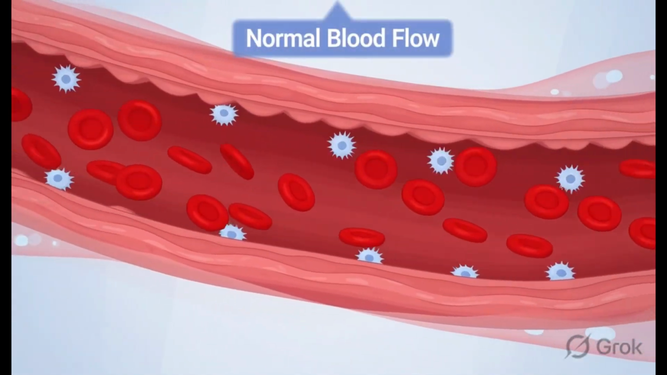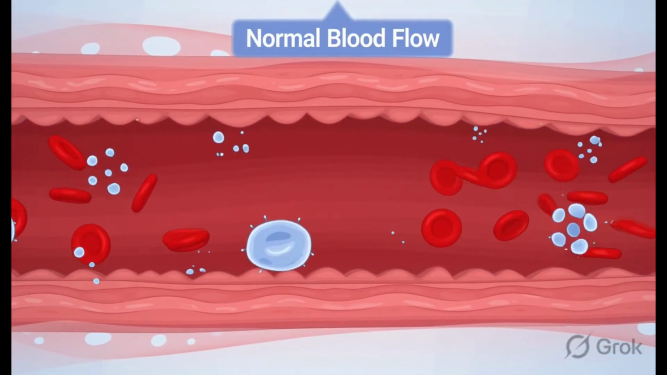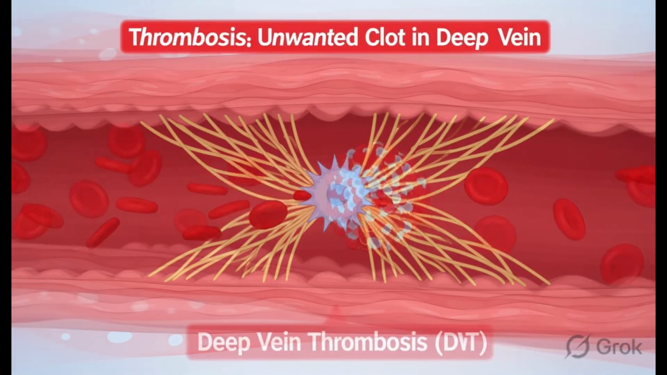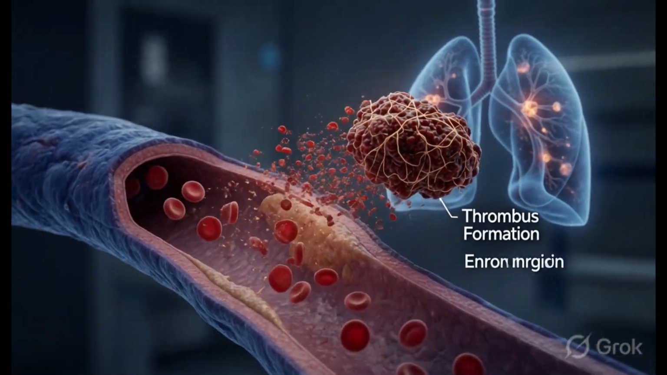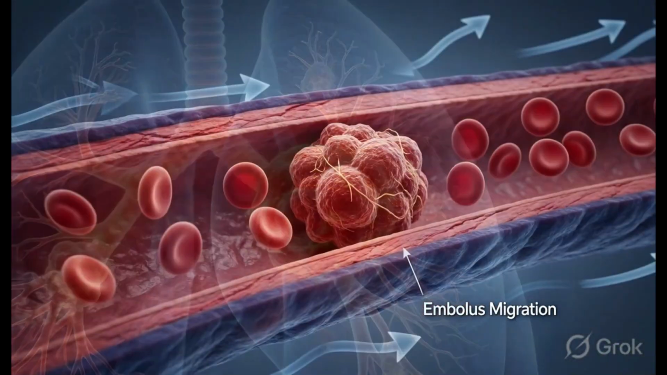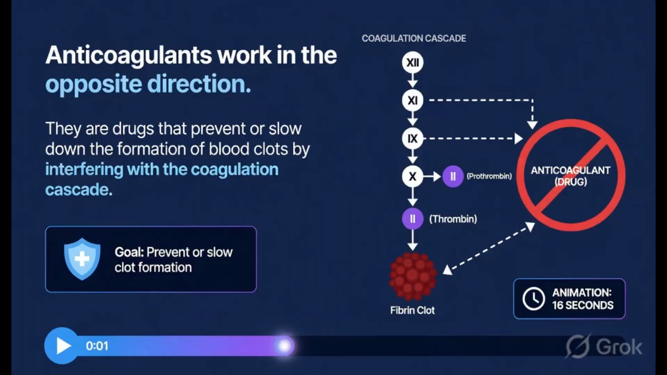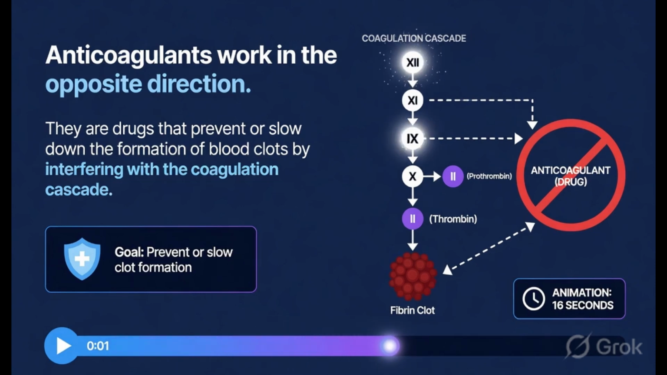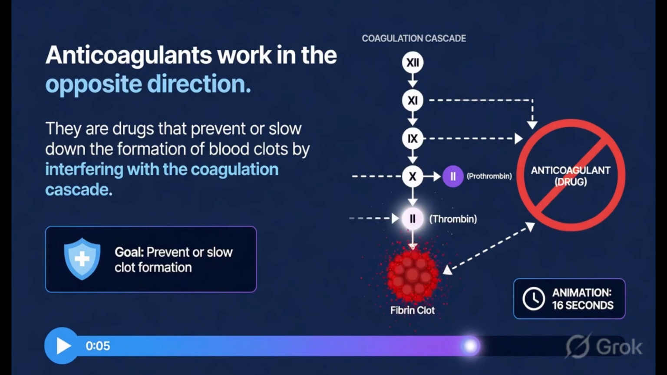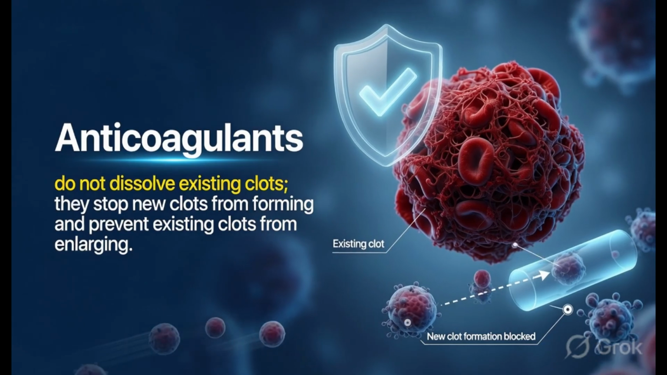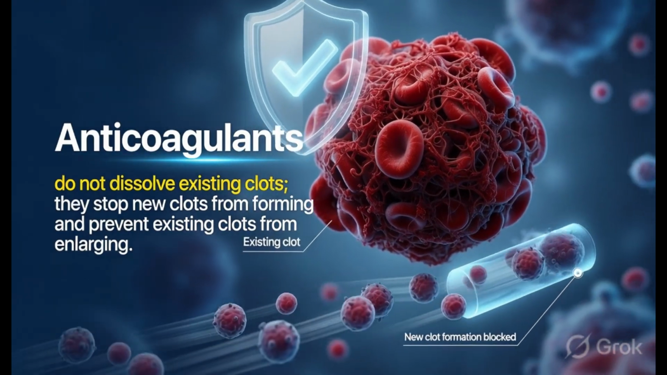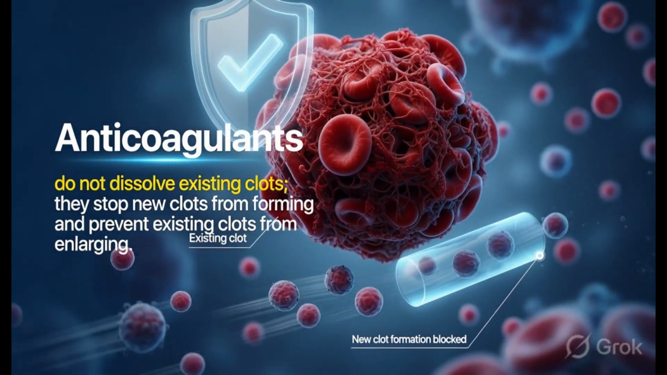Because coagulants promote clotting, their major risk is triggering unwanted thrombosis, particularly deep vein thrombosis or pulmonary embolism in patients who already have a tendency toward excessive clotting. Anticoagulants work in the opposite direction. They are drugs that prevent or slow down the formation of blood clots by interfering with the coagulation cascade. It is important to note that anticoagulants do not dissolve existing clots. They stop new clots from forming and prevent existing clots from enlarging.